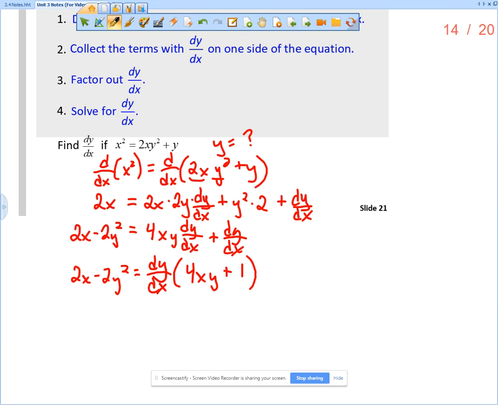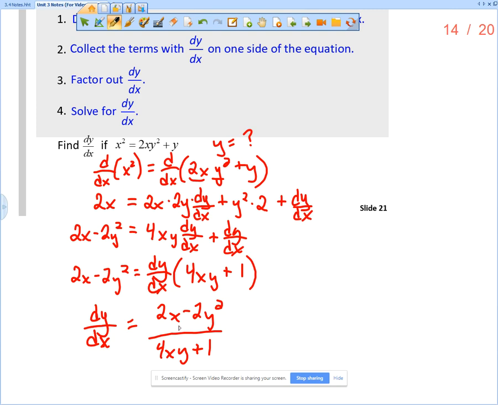Step 4 is simply solve for dy/dx. So how do I do that? Well, I'm going to divide by whatever's multiplied by dy/dx. So dy/dx is going to equal 2x minus 2y squared divided by 4xy plus 1. So now I have dy/dx.